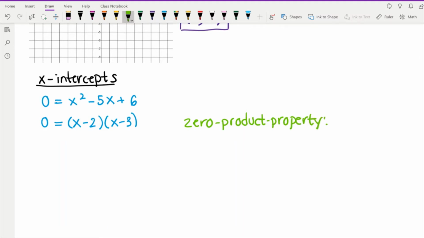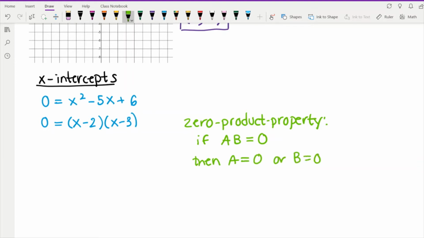So the zero product property says that if you have two numbers being multiplied together, so I'm using A and B here to represent two different numbers, and if those two numbers, when you multiply them together, you get 0, then it has to be true that either A is equal to 0 or B is equal to 0.